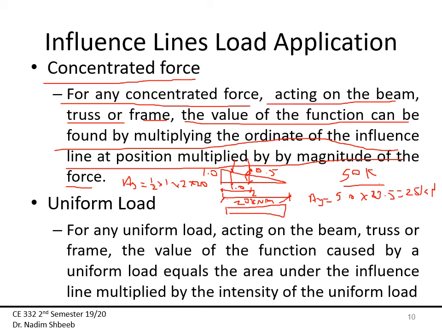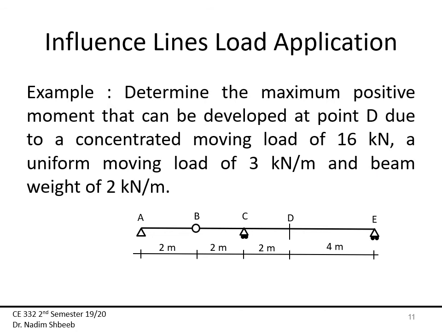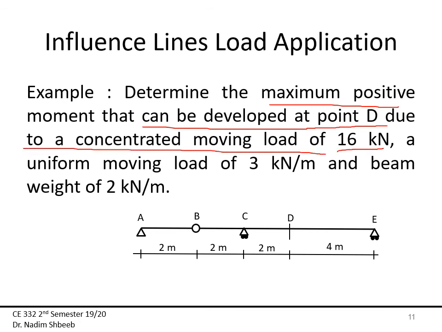Again, easy. 20 times 2, 40 divided by 2. That's 20. And let me show you how we are going to use that. Here, he's asking, determine the maximum positive moment that can be developed at point D due to a concentrated moving load of 16 kilonewton, a uniform moving load of 3 kilonewton per meter, and a beam weight of 2 kilonewton per meter. The beam weight obviously is going to be constant all over, because it's the beam weight. The only things that are moving are the 3 kilonewton per meter and the 16 kilonewton.